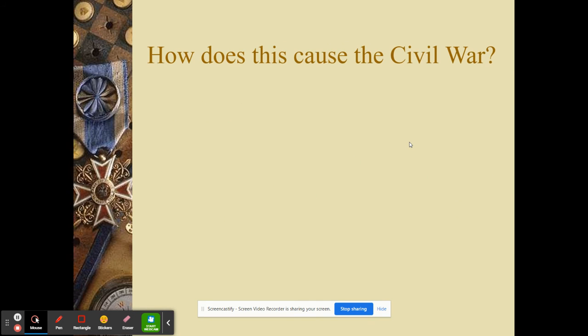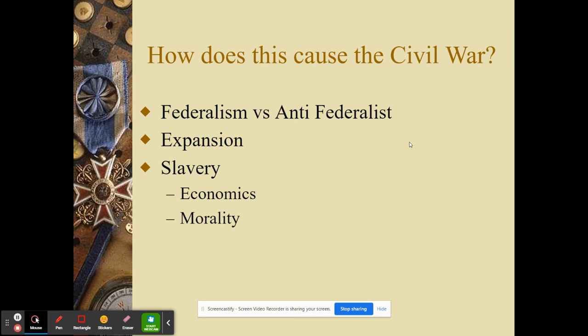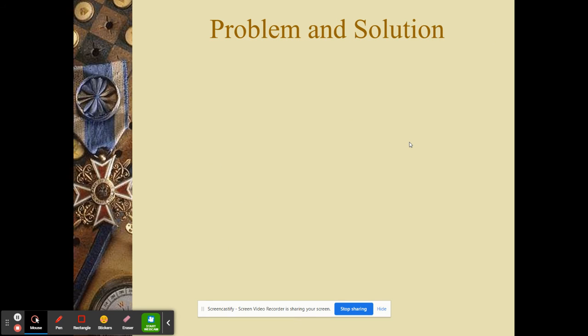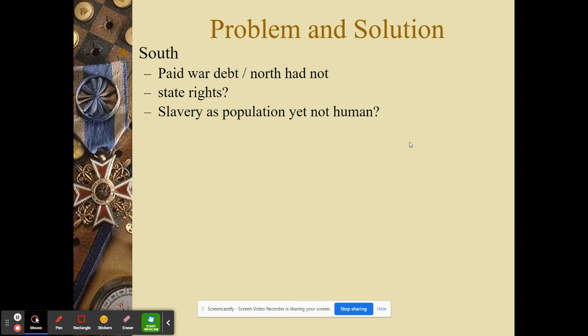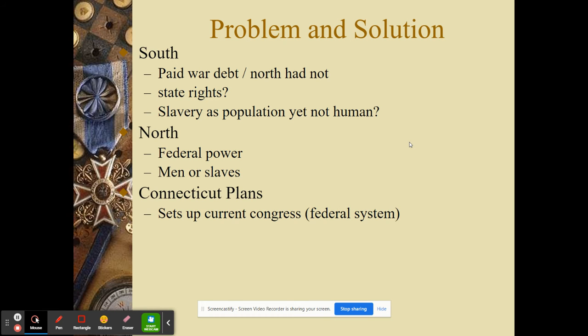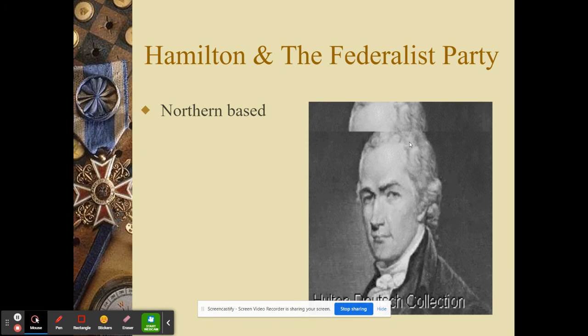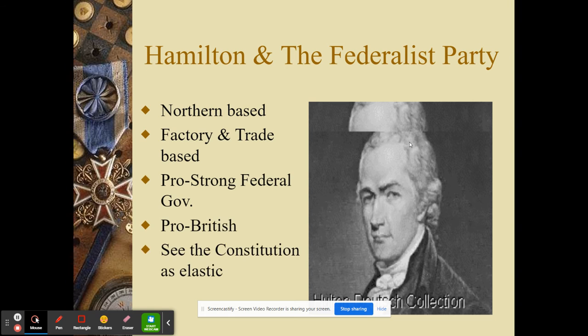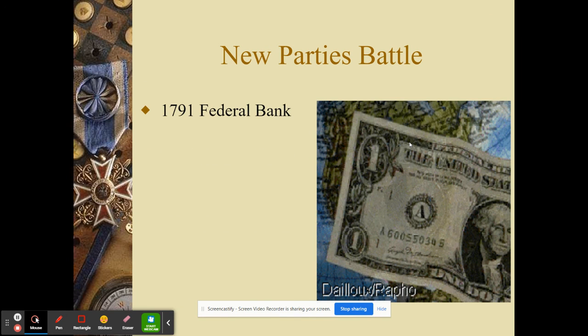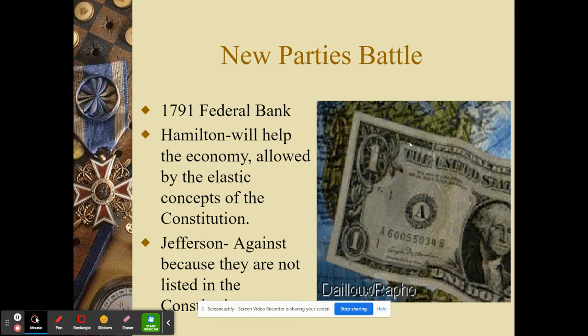We're going to skip those things. We have to deal with the issue of slavery, right? And the problems and solutions. So we got to skip here. We talked about this part, elasticity. Okay, so the next problem is going to be Hamilton and the bank.